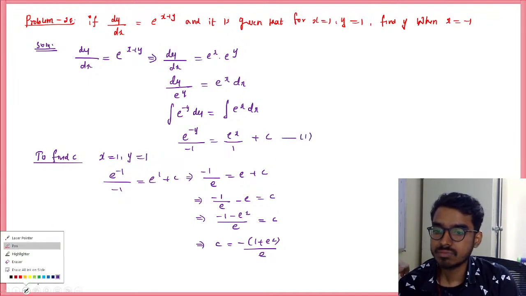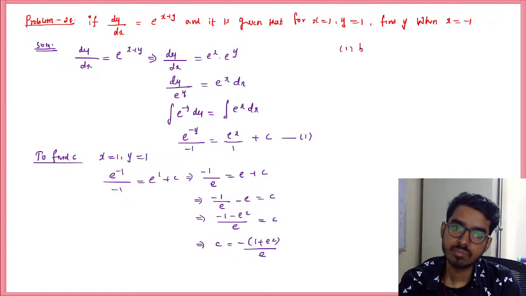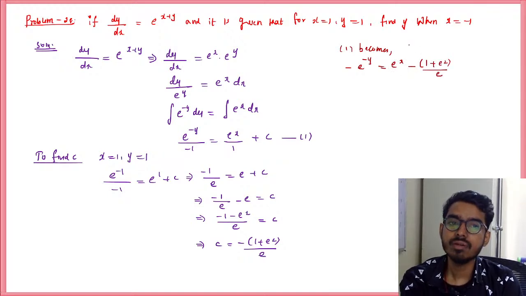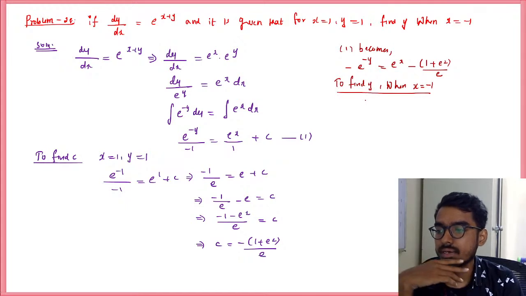So 1 becomes minus e power minus y is equal to e power x plus c. Okay, this is the solution. Now we need to find y when x is minus 1. So to find y when x is minus 1, substitute x to be equal to minus 1, right? You just substitute x to be equal to minus 1.